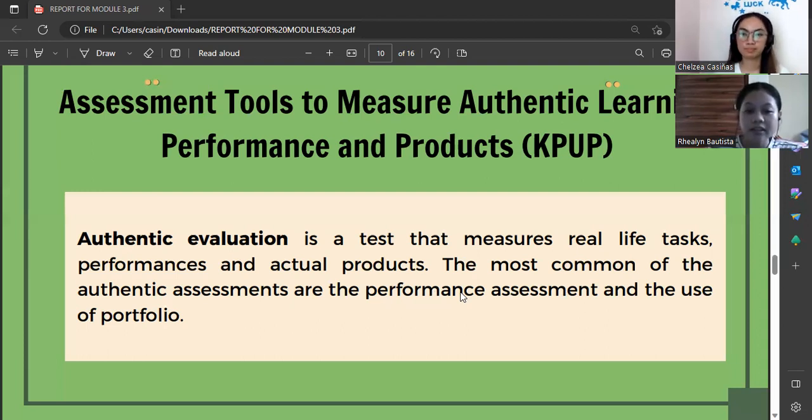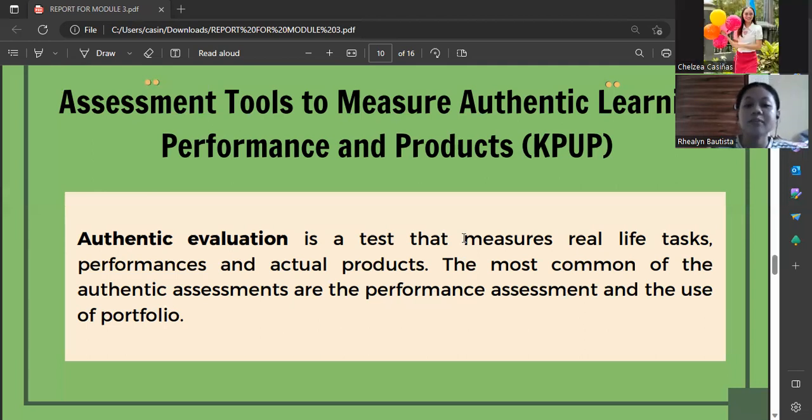natin. Ang authentic evaluation is a test that measures real-life tasks, performance, and actual products. So si authentic assessments, ini-evaluate niya whether the student can successfully transfer the knowledge and skills na nag-gain niya in the classroom to various contexts. And the most common of the authentic assessments are the performance assessments and the use of portfolio. Next.